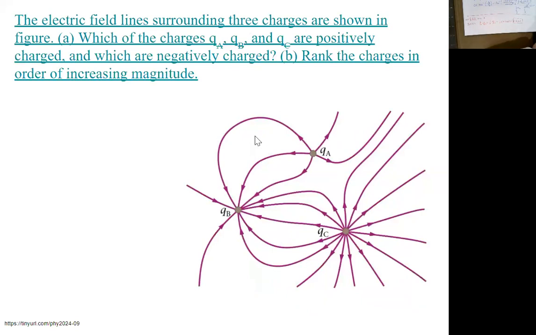Another example here. The electric field lines surrounding those three charges are shown in the figure. Again, it's asking which of the charges are positive and which are negative, and then to rank the charges in order of increasing magnitude. Okay. So remember, field lines start at positive charges. So that means QA is positive. And at a negative charge they end, so that means QB is negative. On Q3 here, the lines start out from Q3, so Q3 is positive. Okay. So QA positive, Q3 positive, Q2 negative.